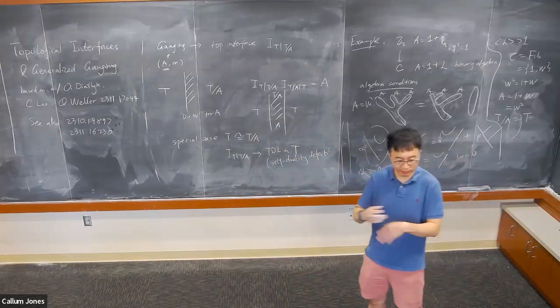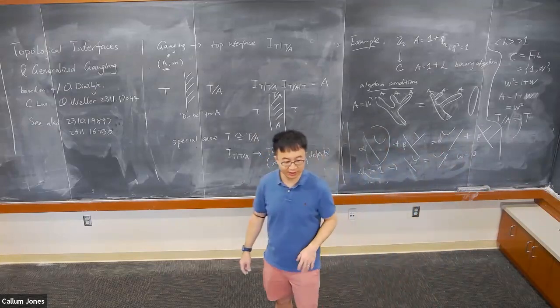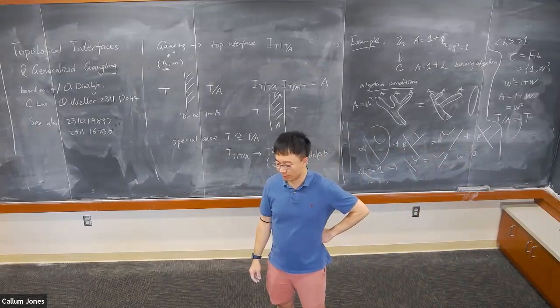And there are similar stories. There are many more non-trivial examples. That's the example that people understand. Essentially, the class of so-called G-crossed MTCs.